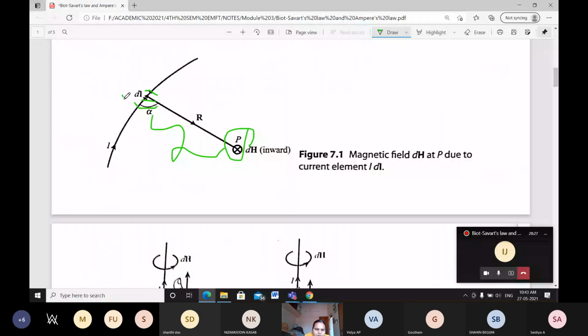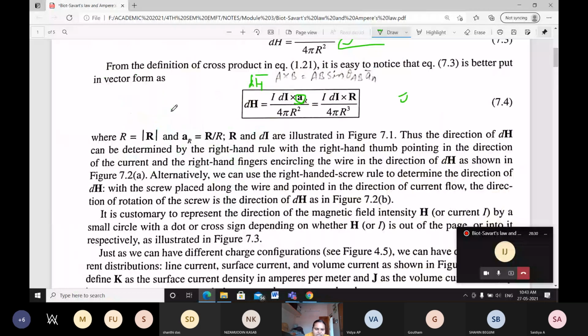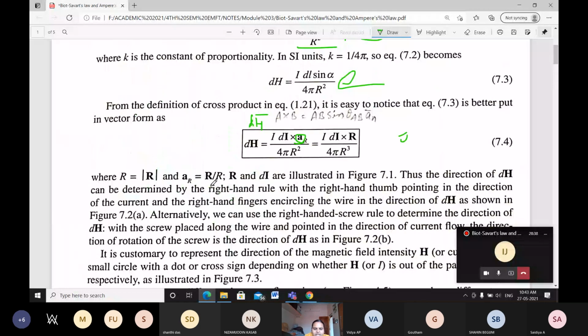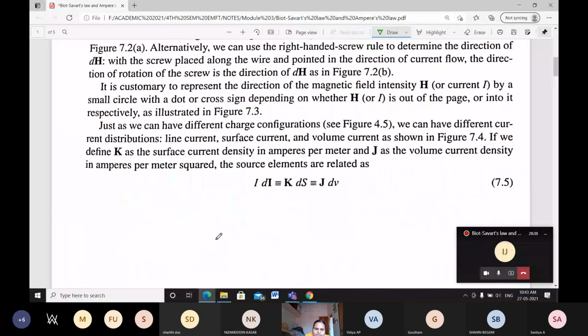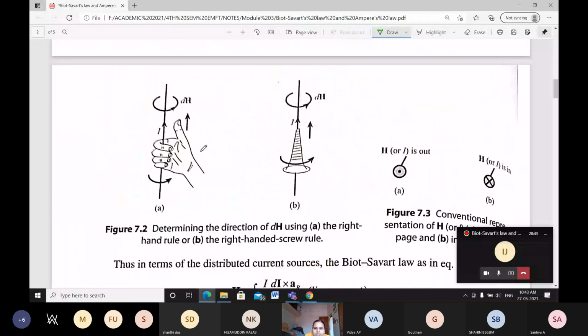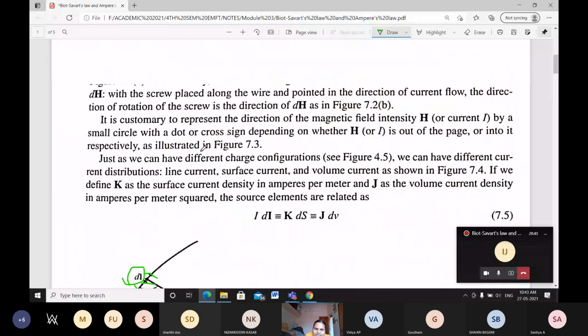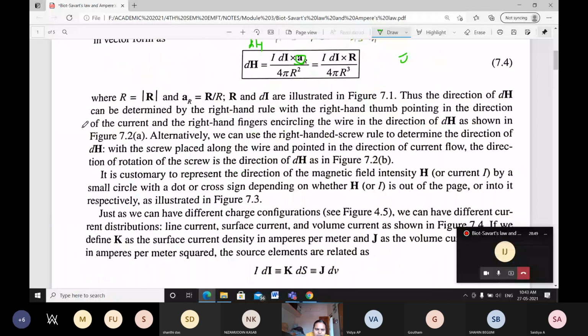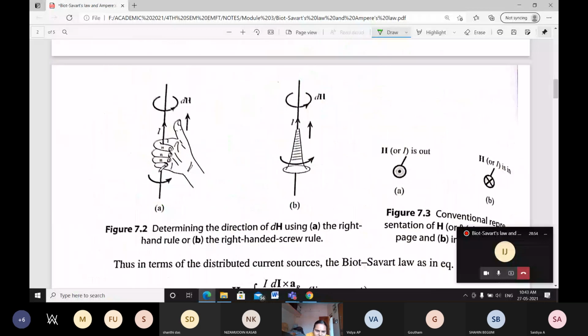Differential length. Now it is differential current. Thus, the direction of dH can be determined by the right hand thumb rule. This is the rule we already took. The same thing here: with the right hand thumb pointing in the direction of the current, if I go through, it will be showing in the direction of the current.